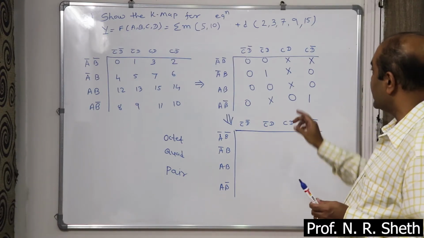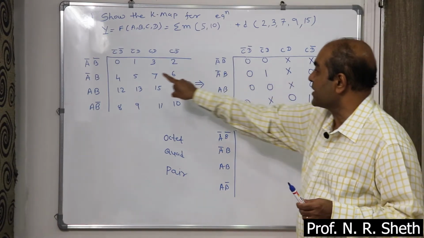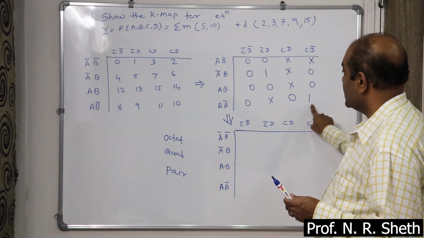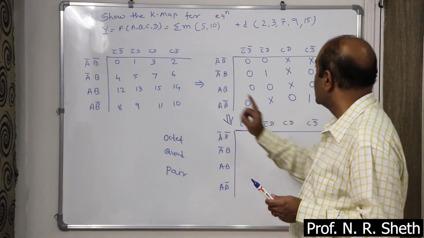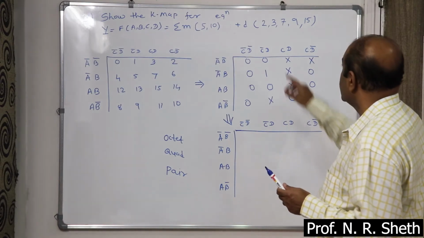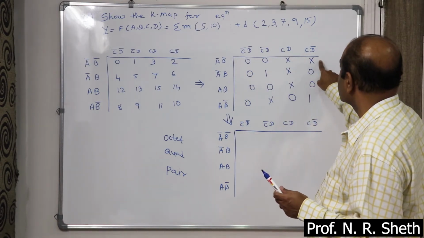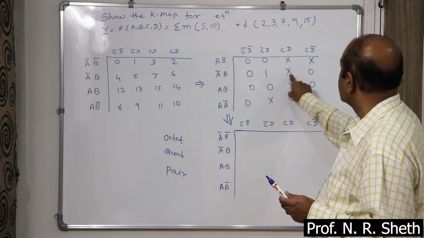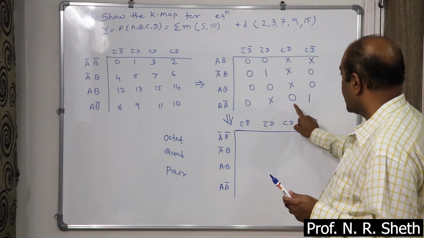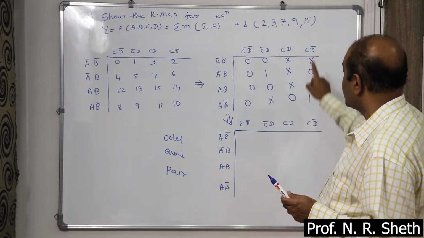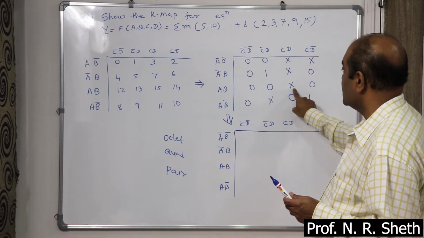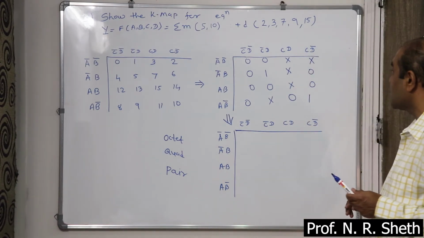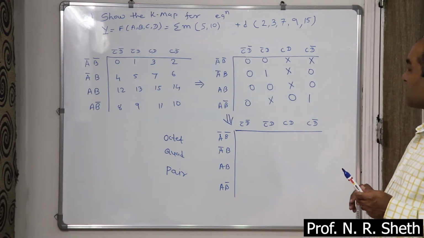Number 5 and 10. This is number 5. Look at here. This is number 10. Look at it. And don't care, it is 2. Where is 2? Yes. 3 here. 7 here. 9 here. And 15 here. These 5 entries are don't care, 2 entries are high.